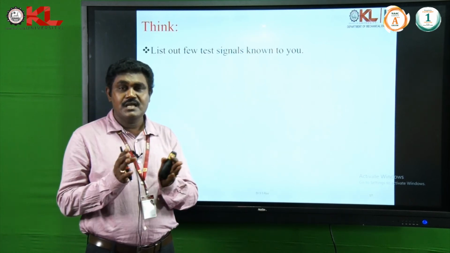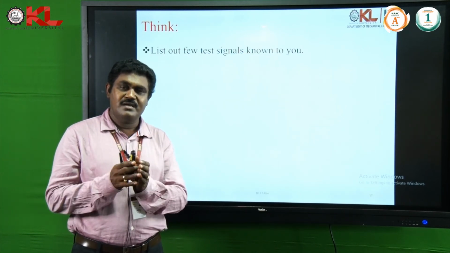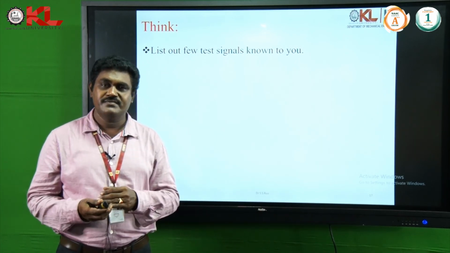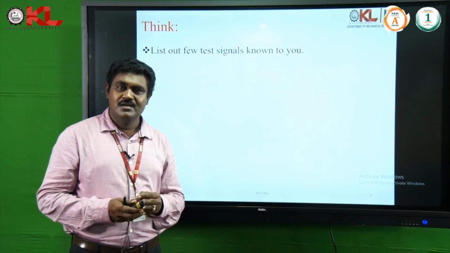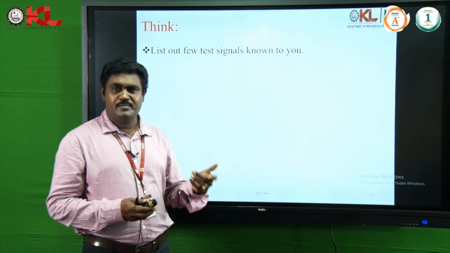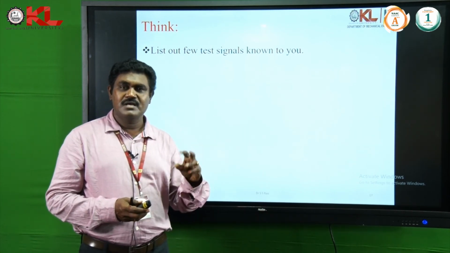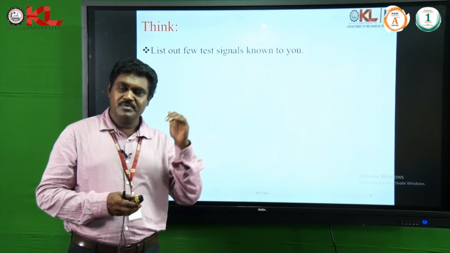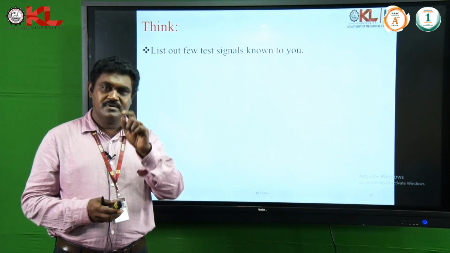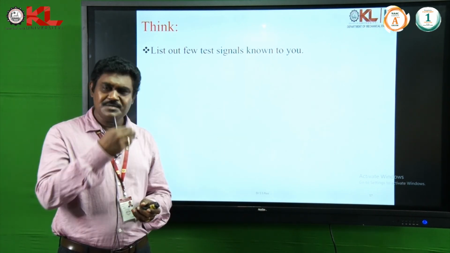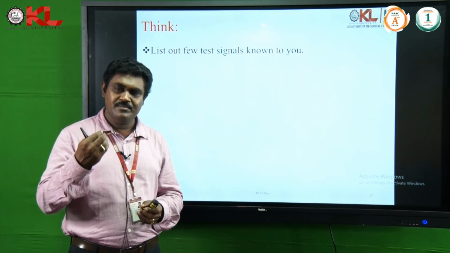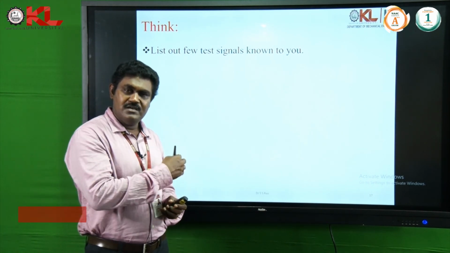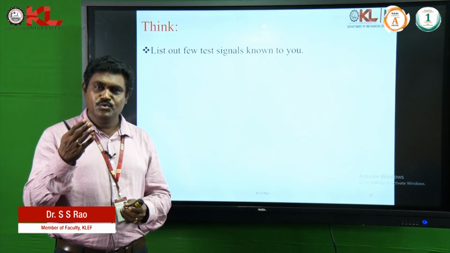So, this is the introduction to time analysis. In today's session we have studied the following 4 types of test signals: the impulse signal, step signal, ramp signal, and parabolic signal, and we have also seen how to develop the Laplace transformations of those signals. For the impulse signal the Laplace transformation is A, for the step signal it is A by S, for the ramp signal it is A by S square, and for the parabolic signal it is 2A by S cube.